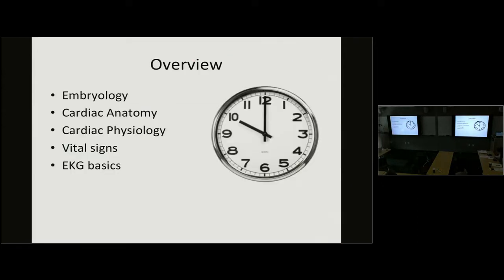what we're going to cover today. So first we're going to cover embryology, and I promise it won't be too painful. When I first said I wanted to cover that first, it was like, what? Are you crazy? We don't have time for embryology. But it's a quick little introduction to embryology. We'll do cardiac anatomy, cardiac physiology. We'll talk a little bit about vital signs.